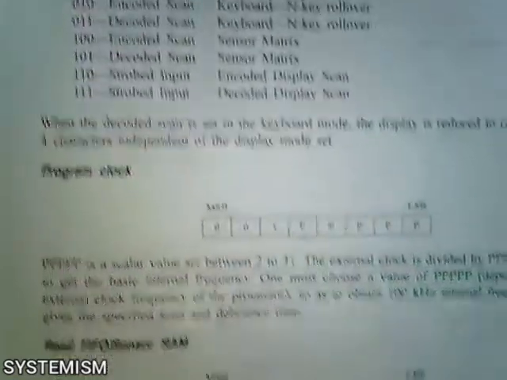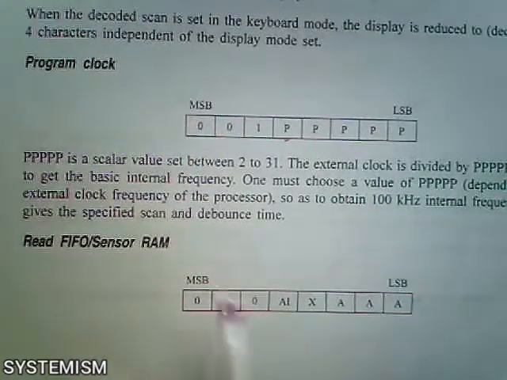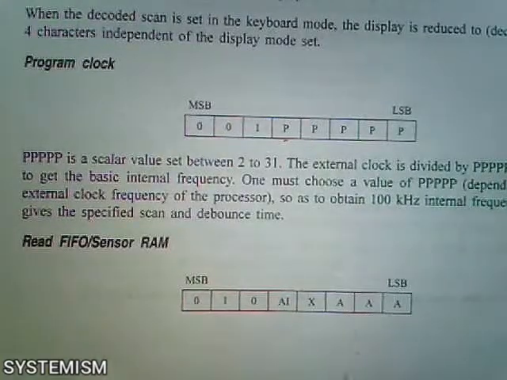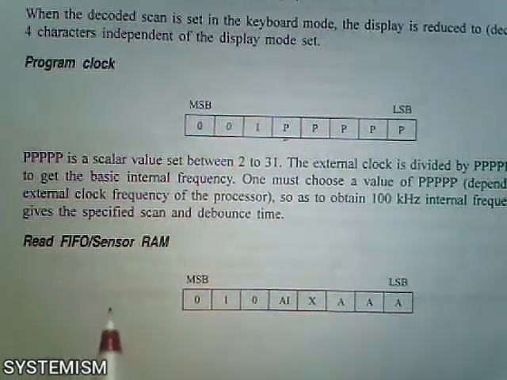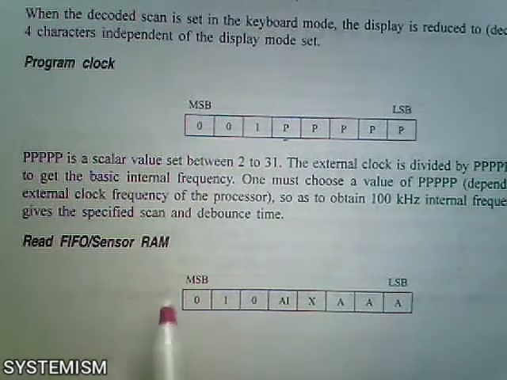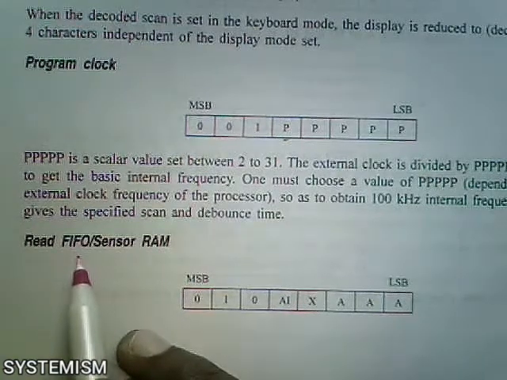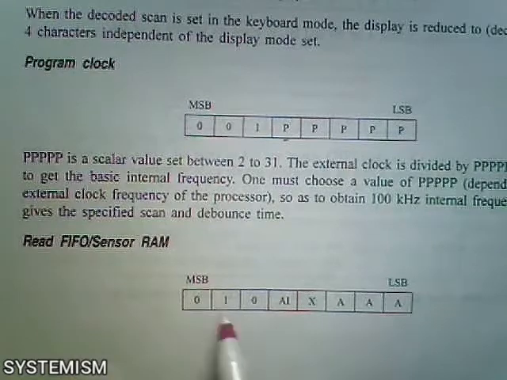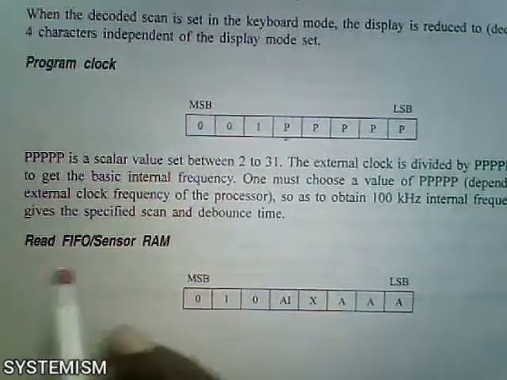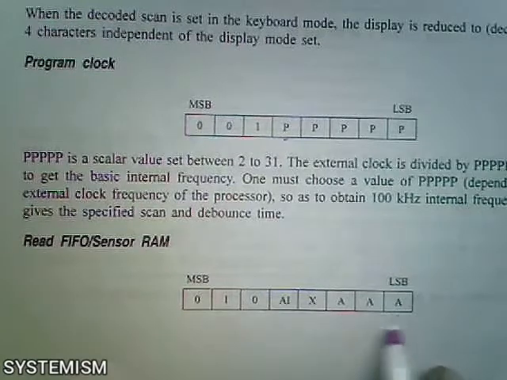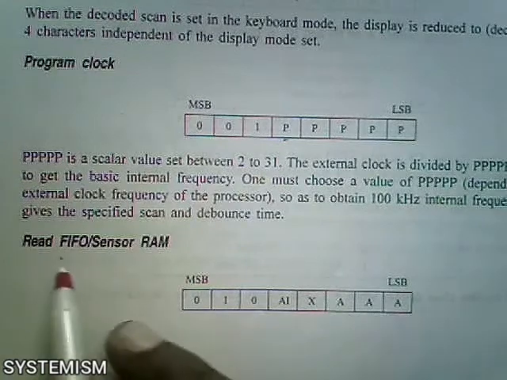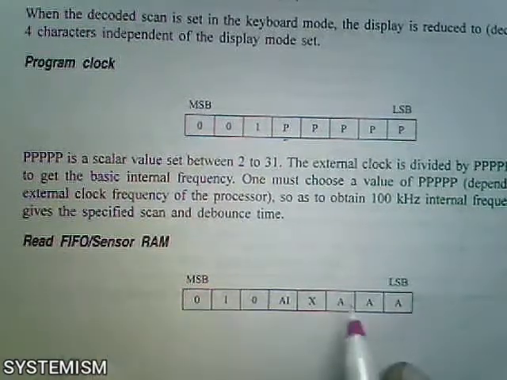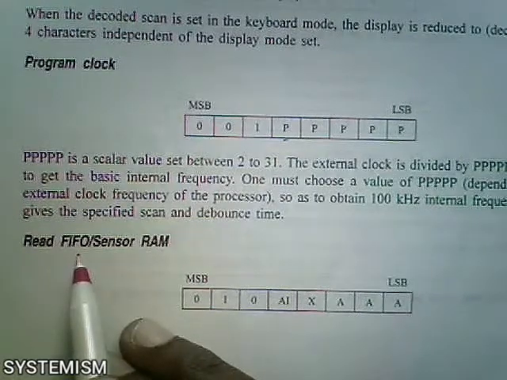Okay, so the next one is read FIFO sensor RAM. How to read the FIFO sensor RAM? If you press a key, the details of the keys will go and be stored in this FIFO RAM. So see here, 010 means the command word is for read FIFO sensor RAM. These 3 bits AAA give the address of the register inside your FIFO RAM which is to be read.